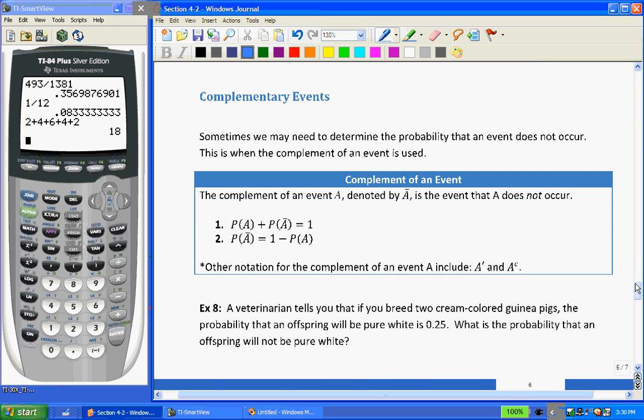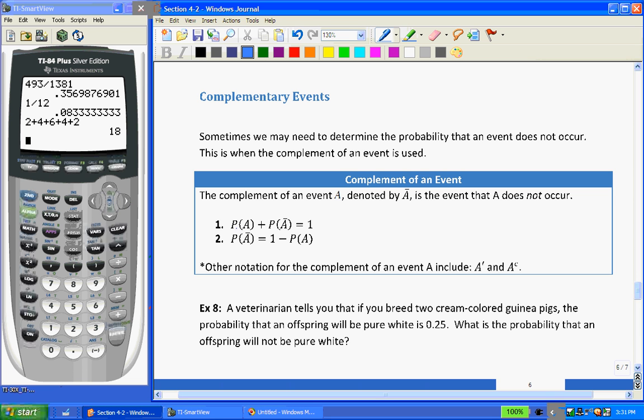Okay, complementary events. Sometimes we may need to determine the probability that an event does not occur. This is when the complement of an event is used. So the complement of an event A, denoted by A bar, so that little bar on the top, is the event that A does not occur. And we just mentioned that all the events in the sample space have to sum to 1. Well, for any situation, either that event does or does not happen.